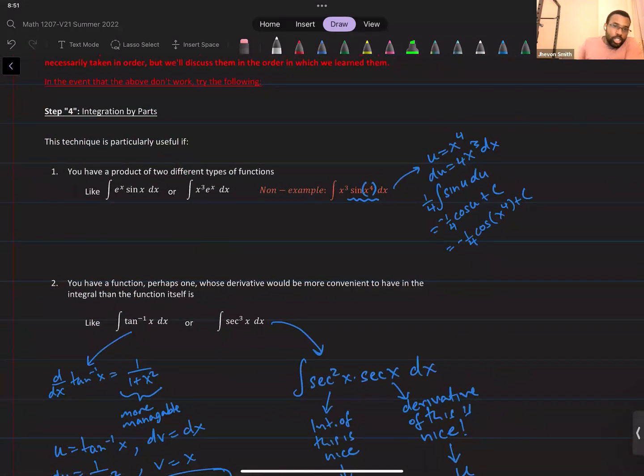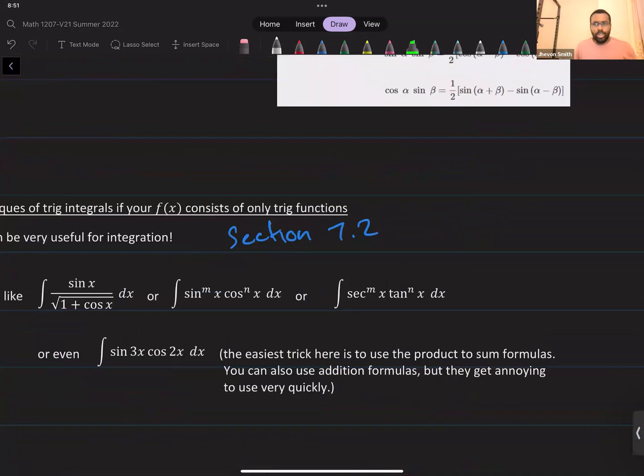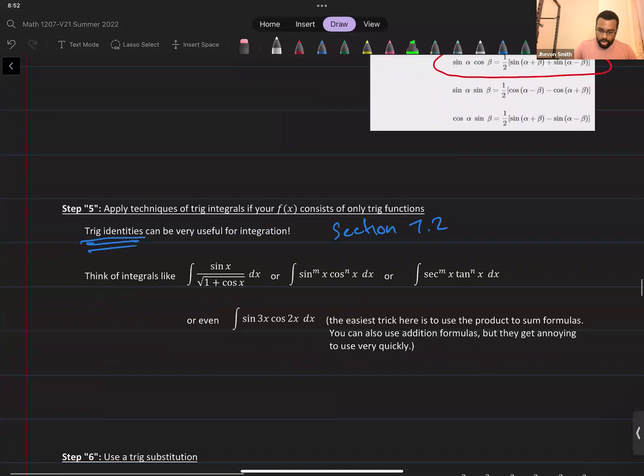If you find that you have a product of two different kinds of functions, or you have a single function where it would be nicer if that were the derivative of the function, then by parts might be something that can work. If you have just a function of trig functions, then obviously you start thinking about trig integrals and applying the methods we learned in 7.2. So either u equals sine or u equals cosine to get the substitution to work out, and if the powers are odd or even, there's a whole bunch of things there. If you see trig integrals, you should start thinking about the methods we learned in 7.2.